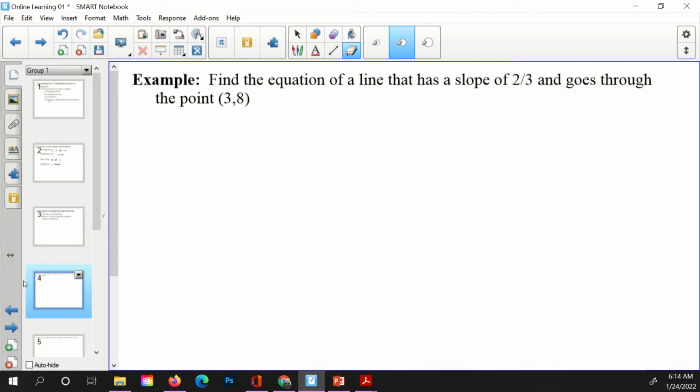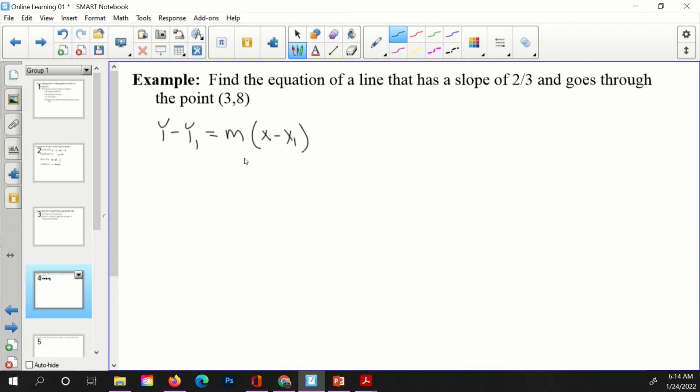Our first example, find the equation of a line that has a slope of 2/3 and goes through the point 3, 8. And so what we're going to do is we're going to start with the point slope form of a line. So y minus y1 is equal to m times the quantity x minus x1. And what we're going to do is plug in what we know. This 3 is going to be my x1, the 8 is going to be my y1, and the slope is going to be 2/3. So I'm going to go y minus 8 is equal to 2/3 times x minus 3.